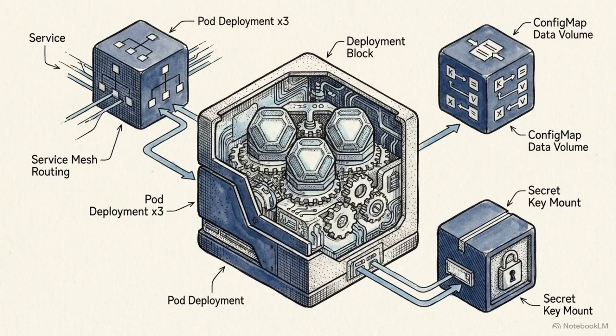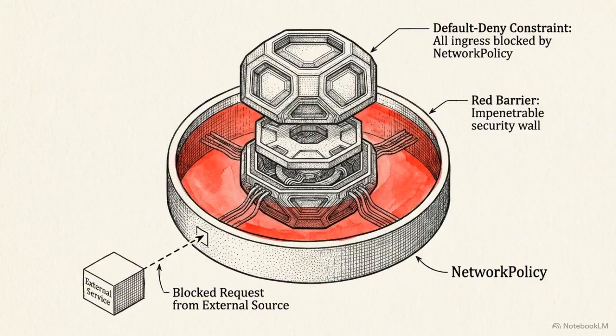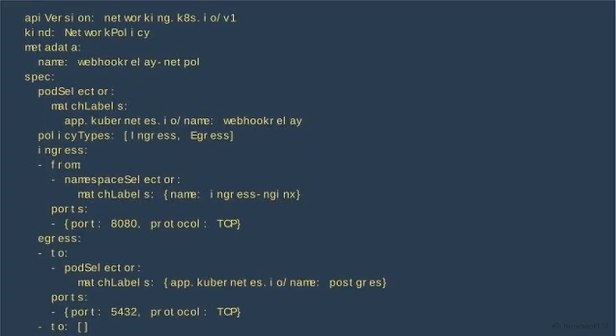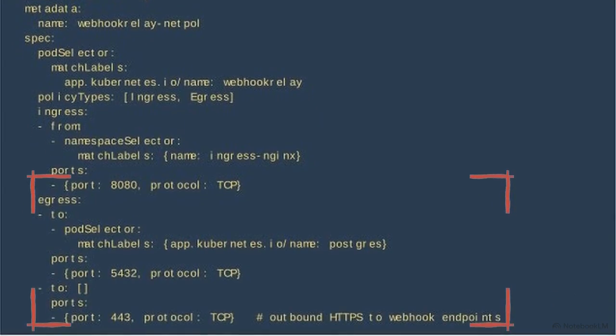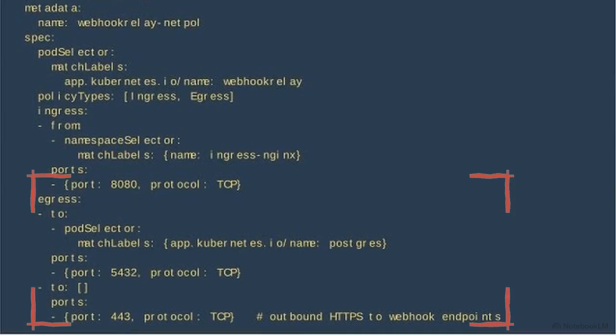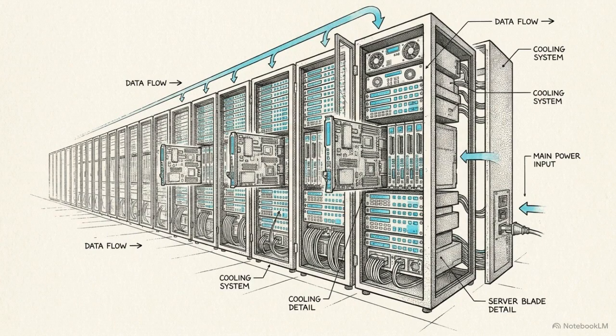A pod isolated from network context is still a liability. It requires a default deny boundary to prevent lateral movement if a compromise occurs. This network policy explicitly whitelists traffic. In the ingress block, it only accepts port 8080 from the Nginx namespace. On the egress side, the pod is only permitted port 5432 to Postgres and port 443 for webhooks. Everything else is dropped.